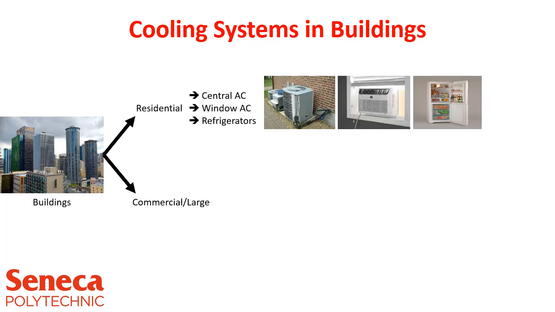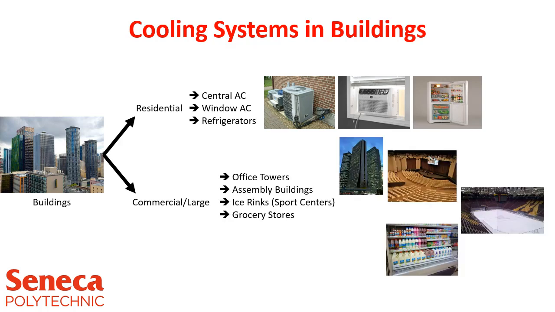In residential buildings, cooling systems can appear as central air conditioning systems, window units, or as simple as a fridge in your kitchen. In commercial or larger buildings, depending on the building functions, cooling systems are used to take the heat generated inside of buildings away. Whether it is a large office tower, an assembly building like an auditorium, a hockey arena, or a supermarket, cooling systems are there to provide desirable conditions. Even water fountains that give you cold water on a hot summer day use a cooling system.